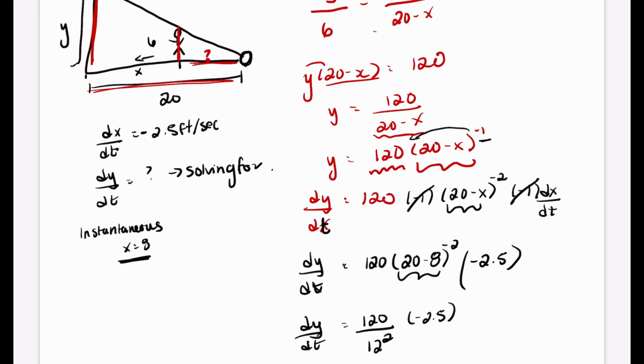And if you plug this into our calculator, we'll get negative 2.08 feet per second. So double checking to make sure that negative makes sense. As he's moving towards the wall this way, the shadow on the wall is decreasing. So if something decreases, I need to have a negative number as my solution.